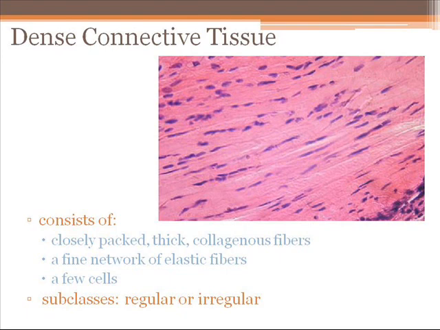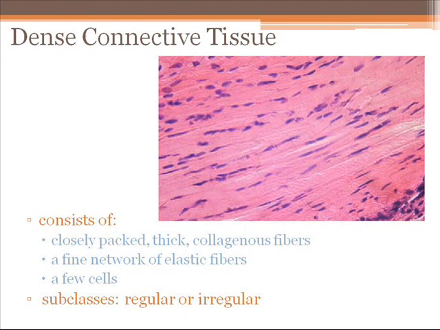Dense connective tissue is made up of tightly packed collagenous fibers and a few fibroblasts. There are two types of dense connective tissue, regular and irregular. Regular dense connective tissue has little blood supply and has slow repairs. This tissue surrounds the ankle, which is why it takes time for sprains to heal.